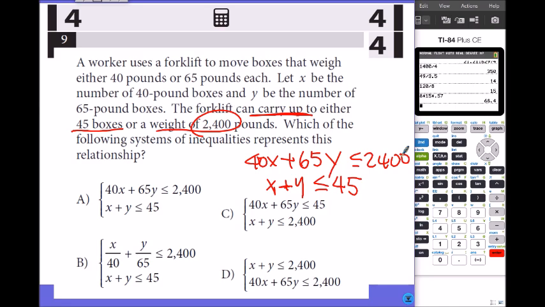Up to. It has to be less than that. Those are maximum numbers. So which system of inequalities represents this relationship? So where are those two? It is right here. A.